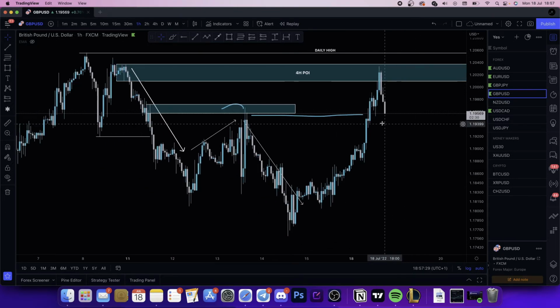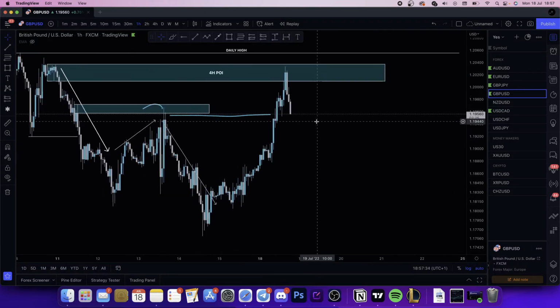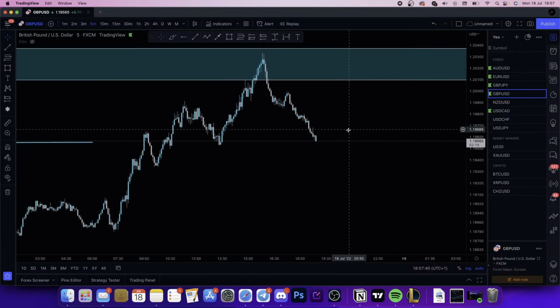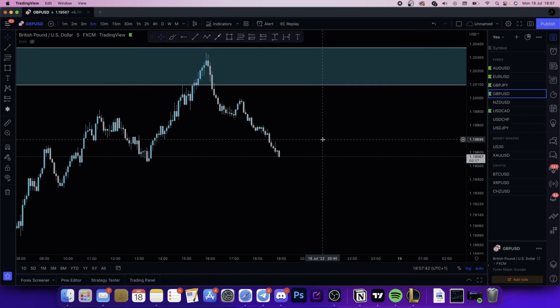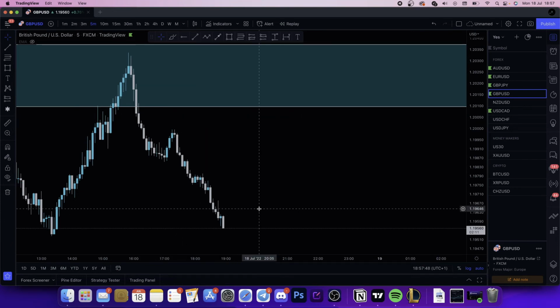Again, this is where we're looking now for this 4-hour point of interest. Until price breaks this high, we're still looking towards shorts. So now what I do is I drop into my lower time frame. Those who trade smart money concepts or understand the strategy that I'm using will understand how this is working. So we're going in. Nothing clear to me here.